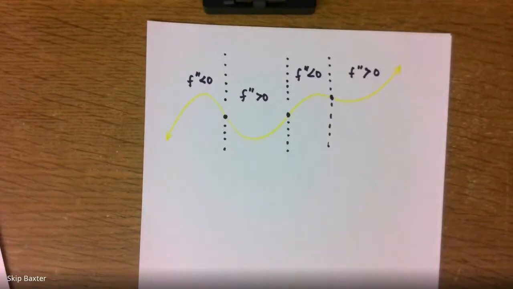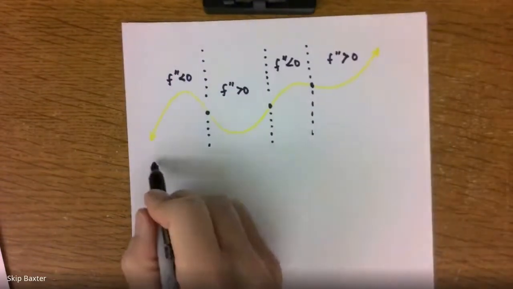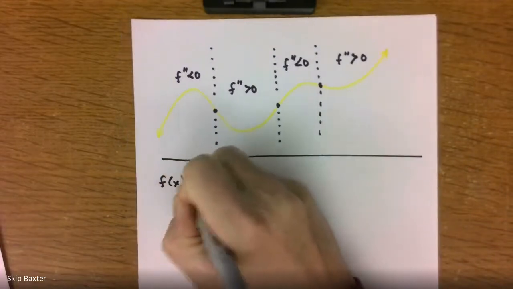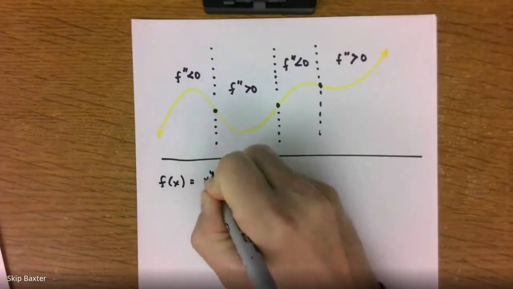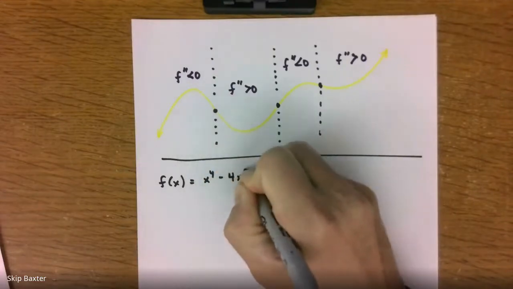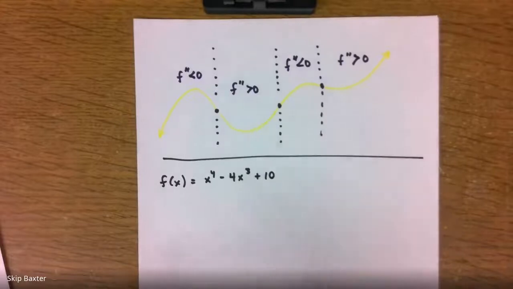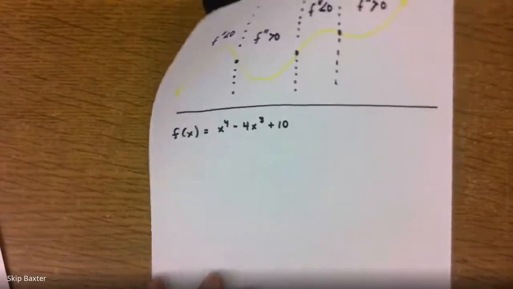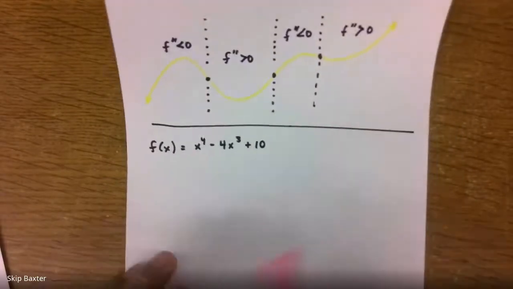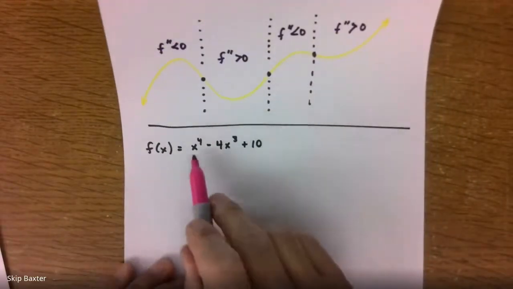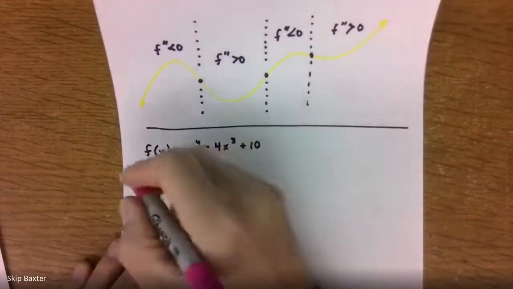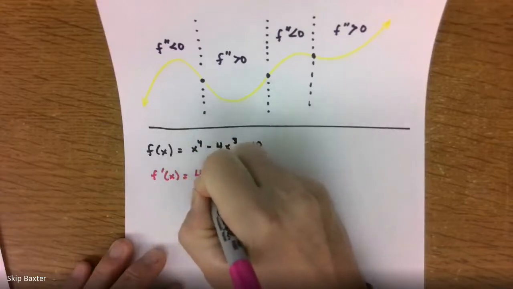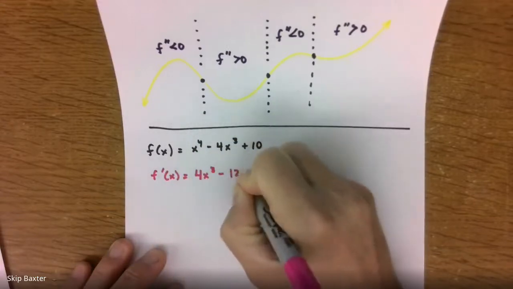Okay, so let's do an example. Suppose I have a function f of x equals x to the fourth minus 4x cubed plus 10. Okay, let's analyze this function. Let's first do the first derivative test. Remember, the first derivative test is to find extreme values. So I could do that here. I could say f prime of x equals 4x cubed minus 12x squared.